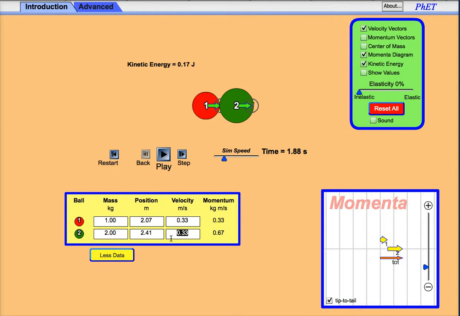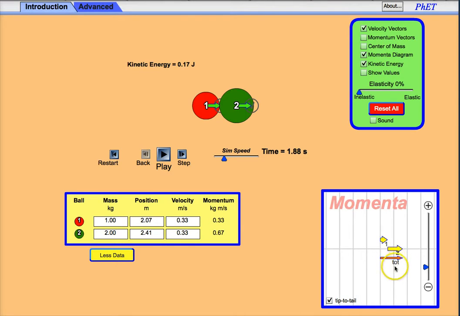Let's see whether momentum is conserved in an inelastic collision. Let's look at the momenta. Momentum of ball 1 is 0.33 kg meter per second, ball 2 is 0.67 kg meter per second. Add them up and we will still get 1 kg meter per second, which was the momentum before this collision as well. And we can see from the momentum graph here that both bodies have momentum in the same direction, but the total is the same as what it was earlier, 1 kg meter per second.